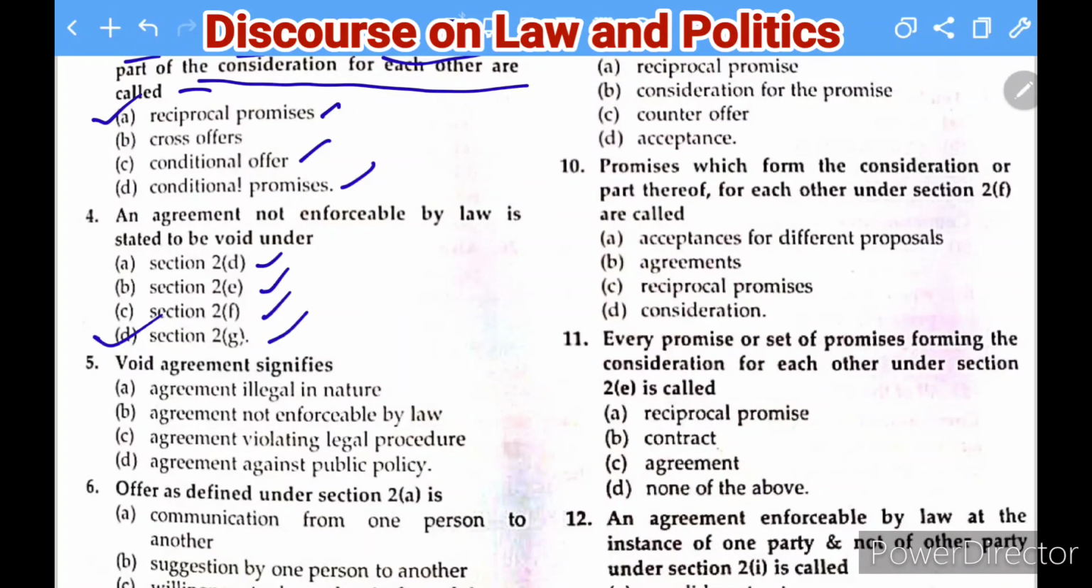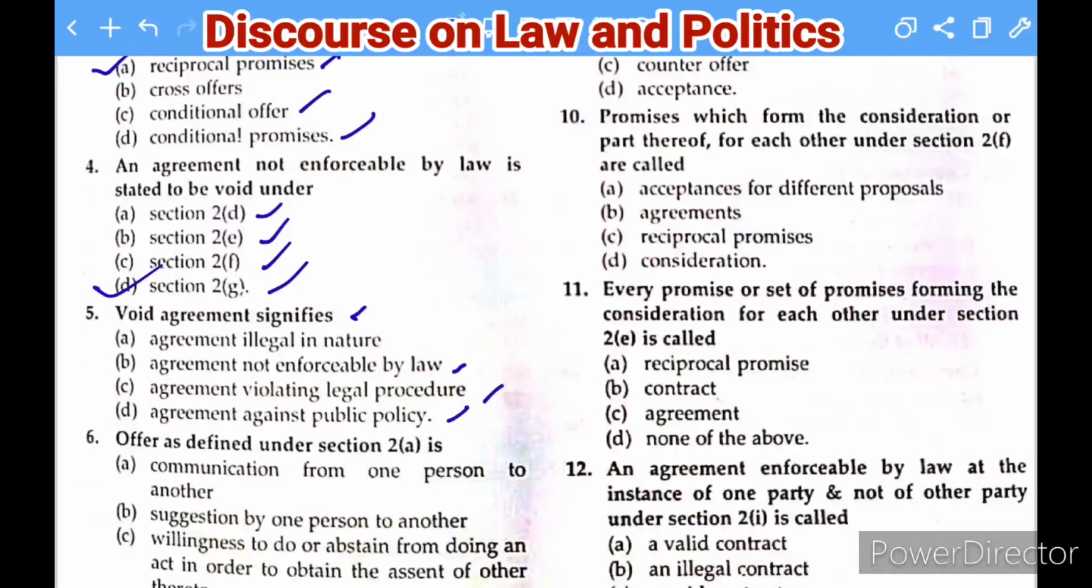Coming to the next question: void agreement signifies an agreement illegal in nature, an agreement not enforceable by law, an agreement violating legal procedure, or an agreement against policy. Give your answer immediately through the comment box. These are very important questions for the UP prelims as well as for other competitive examinations of the judiciary of other states. Yes, the answer is an agreement not enforceable by law.